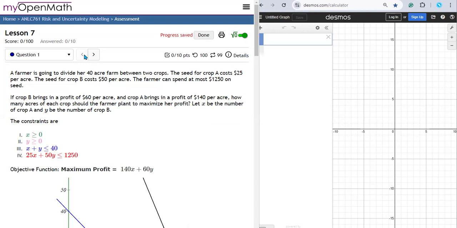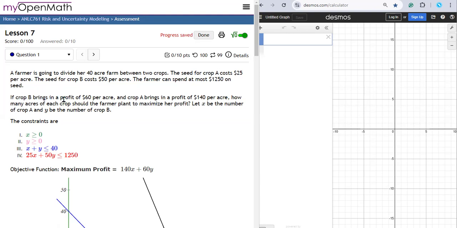In the first part of lesson one, we're going to do a linear optimization problem, sometimes called linear programming. A farmer is going to divide her 40-acre farm between two crops. The seed for crop A costs $25 per acre. The seed for crop B costs $50 per acre. The farmer can spend at most $1,250 on seed.